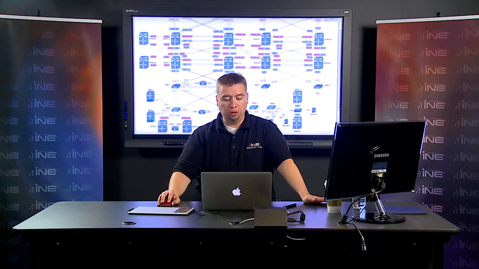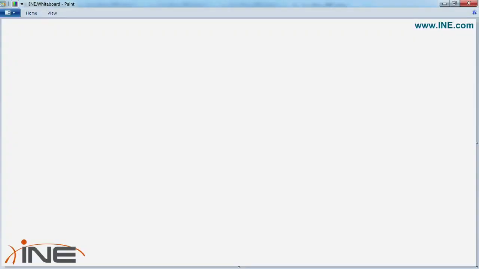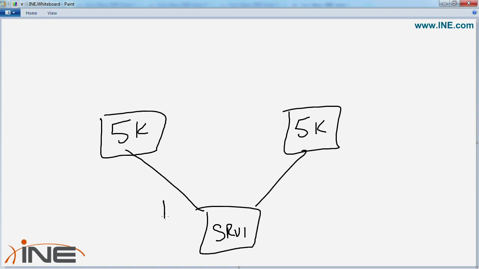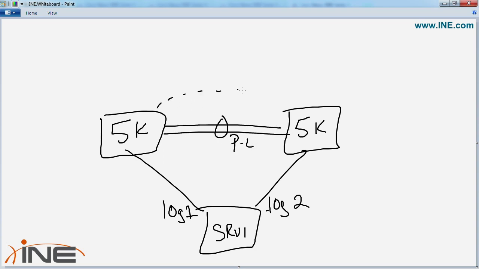So the idea, from a topology point of view, let's assume that we have the 5Ks that are directly attached to the end hosts. So we have our server down here, and we have two 10 gig links, 10 gig 1 and 10 gig 2. We then have the VPC peer link between them, and we have the VPC peer keep alive. Then we're going upstream to the rest of the L2, L3 network. Okay, so that's upstream towards the core.